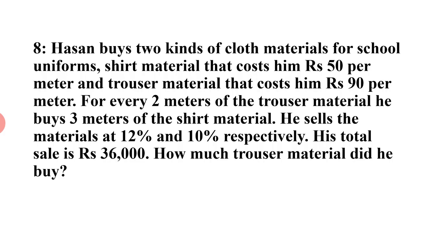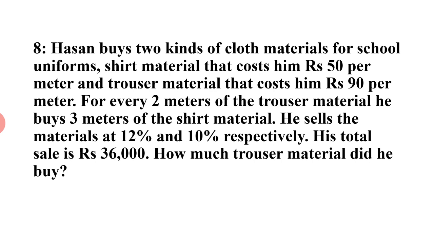Hassan buys two kinds of cloth material for school uniforms. Shirt material that costs him rupees 50 per meter and trouser material that costs him rupees 90 per meter. For every 2 meters of the trouser material he buys 3 meters of the shirt material. He sells the material at 12% and 10% profit respectively. His total sale is rupees 36,000. How much trouser material did he buy?